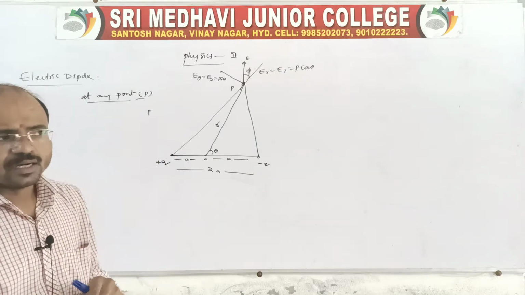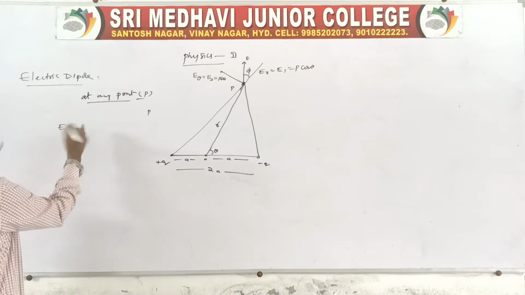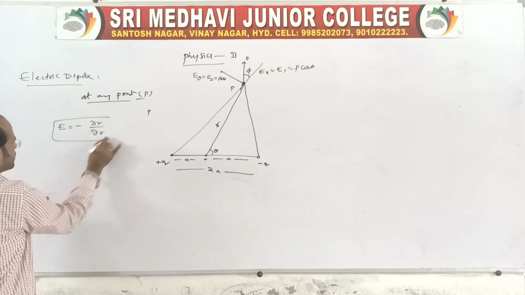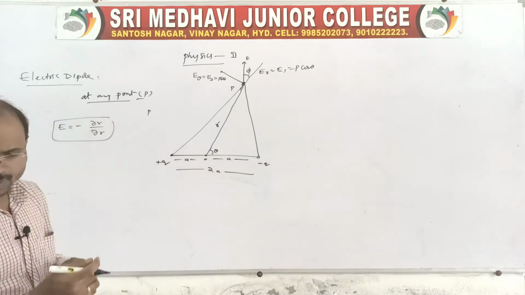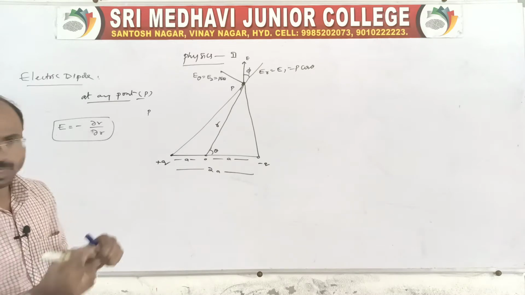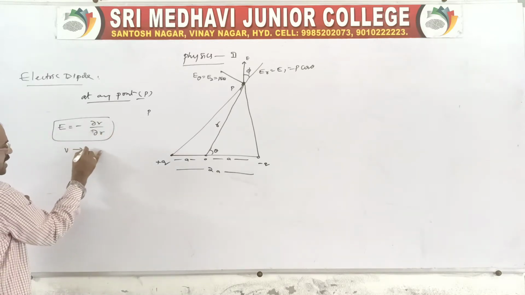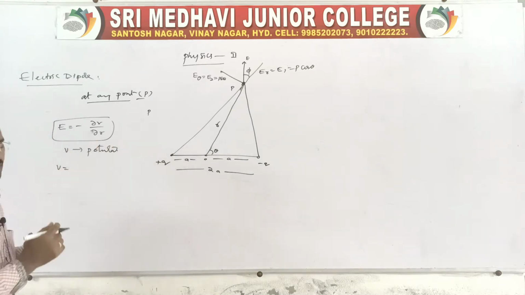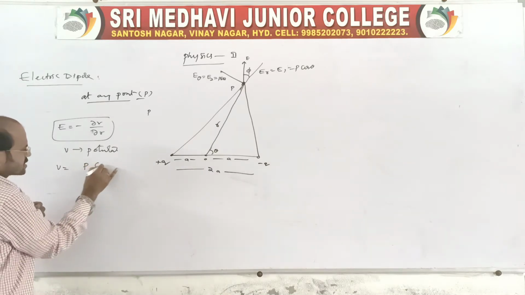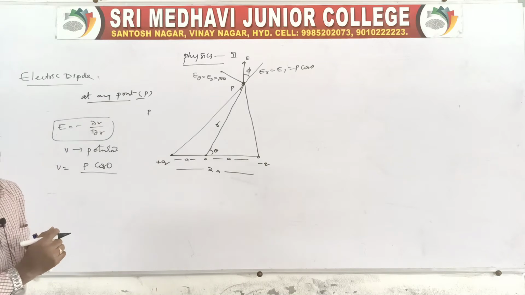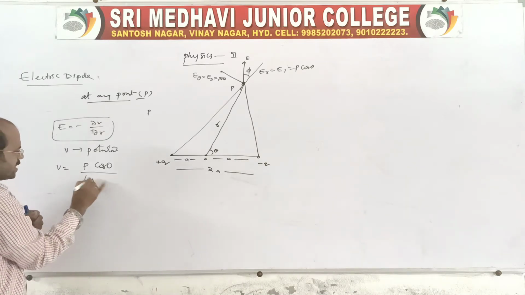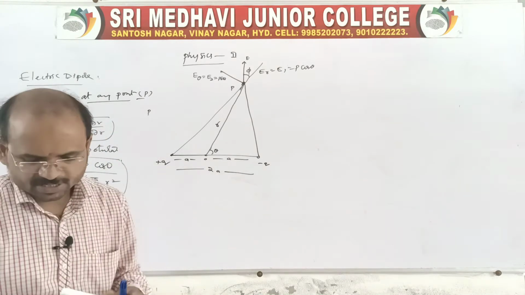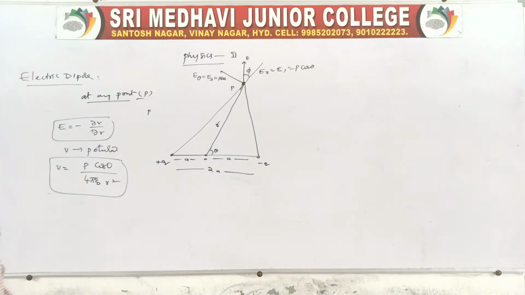Now we have to get the intensities due to these two. This expression is in the next chapter: E is equal to minus dV by dR, the relation between E and V. V is the electric potential, which is in the next chapter, and there is a formula for electric potential: V is equal to P cos theta by 4 pi epsilon naught R square. Suppose you substitute this expression here and take the differentiation.